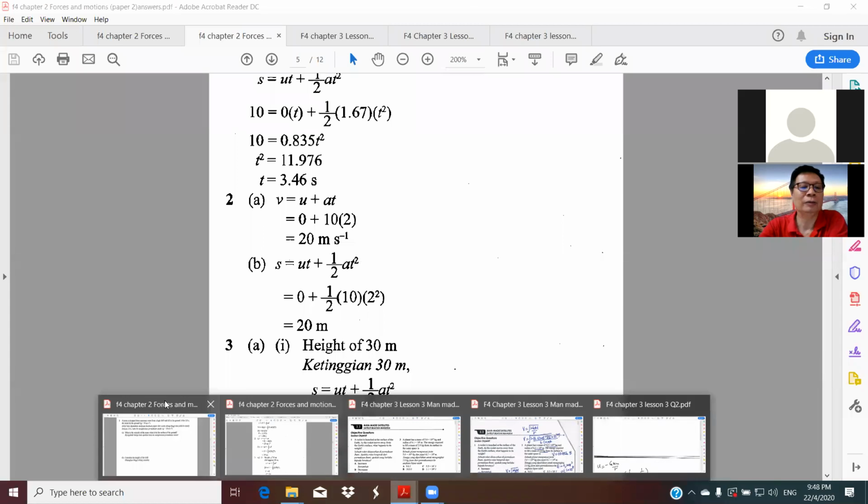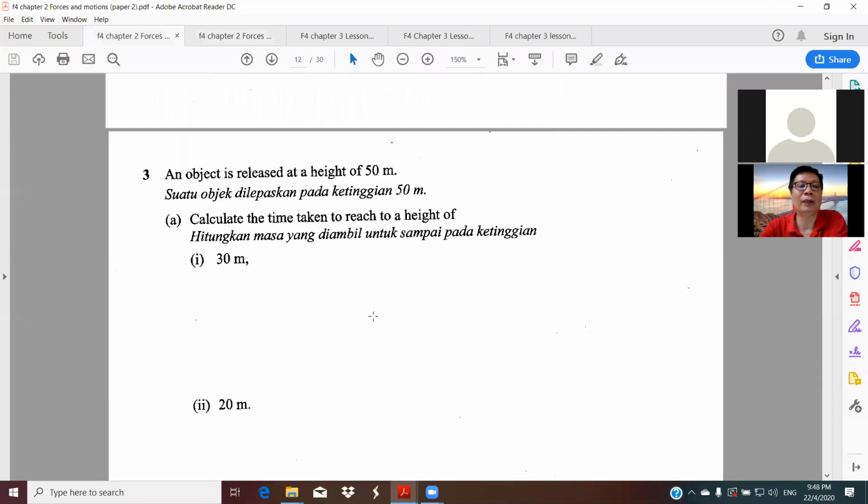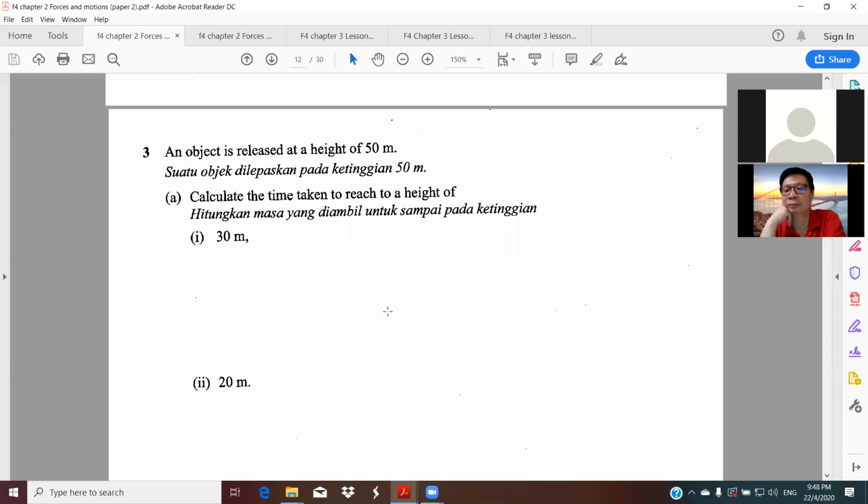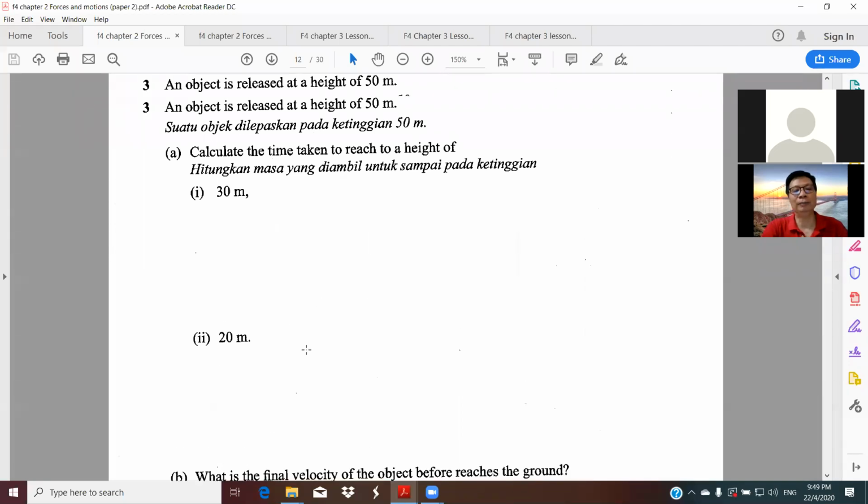Okay, question number 3. Read the question. An object is released at a height of 50 meters. Calculate the time taken to reach a height of 30 meters and 20 meters. It does not reach the ground. It starts from 50 meters on top, drops to 40, then 30. When it reaches 30, what is the time? And when it reaches 20, what is the time? So, what formula?